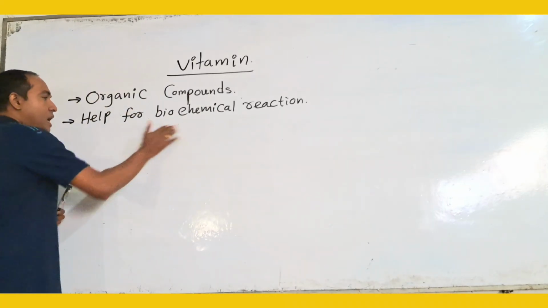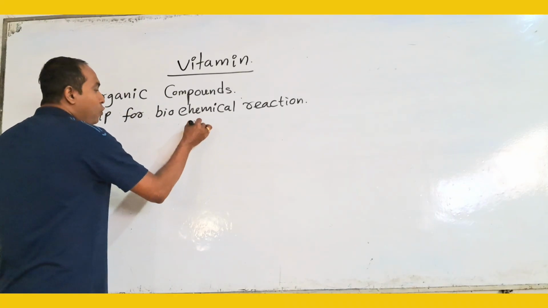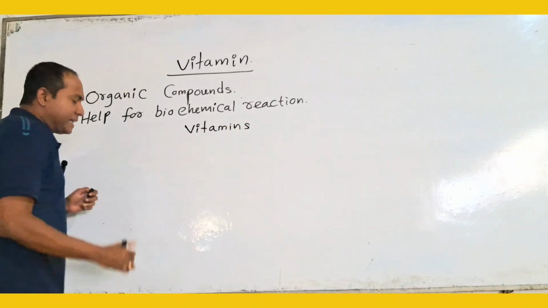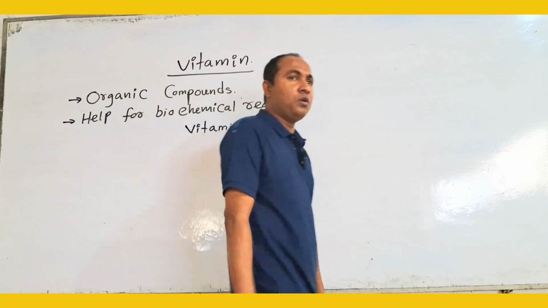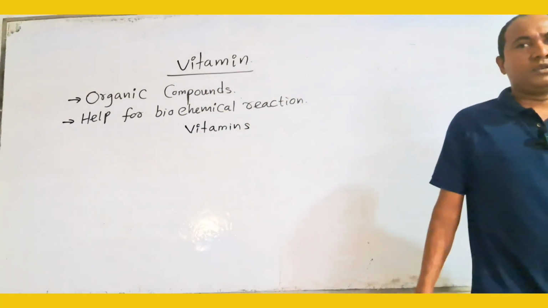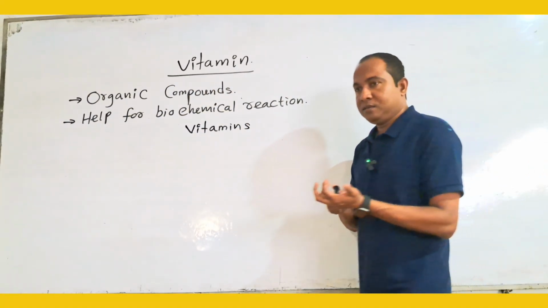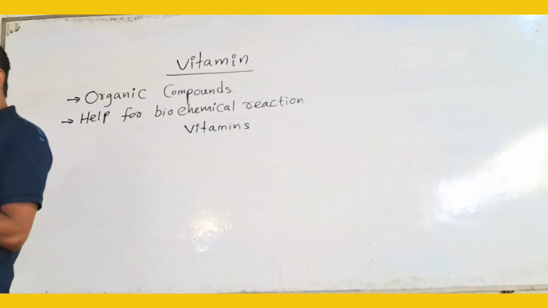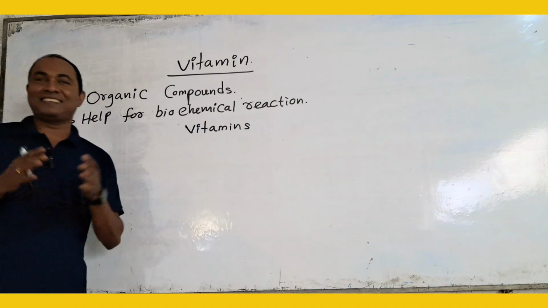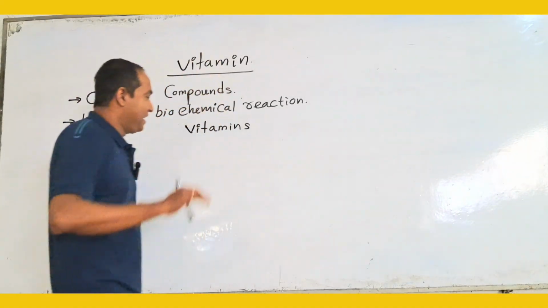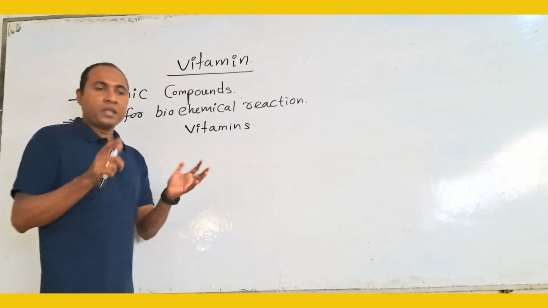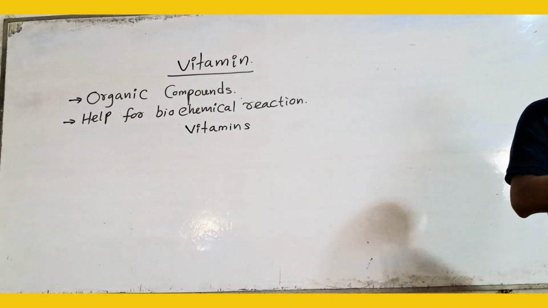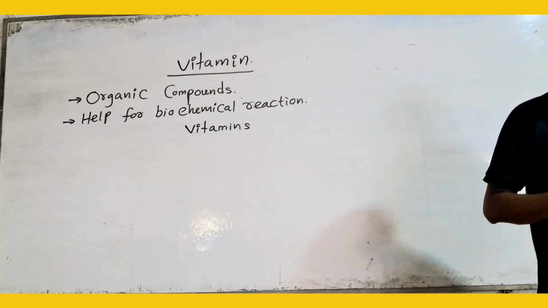Then I am going to explain how to classify the vitamins. What are the examples of vitamins as you know? Vitamin A, vitamin B, C, D, E, and then vitamin K, no?